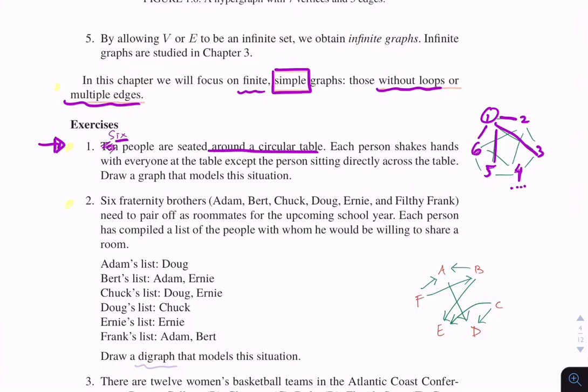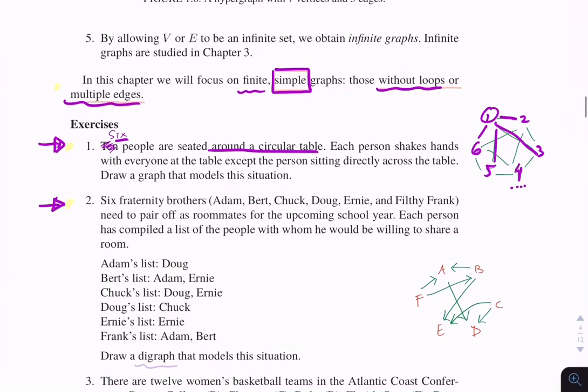And it makes sense for this situation to be modeled by a graph, because when you're shaking hands, you're both shaking hands with each other. So it makes sense that your edges are not ordered.